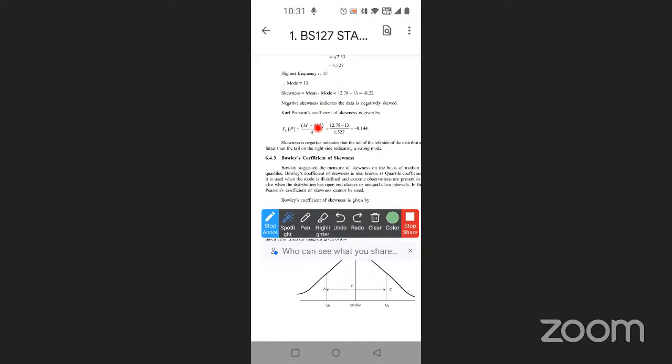One is skewness is equal to mean minus mode. Skewness is equal to mean minus median. Those two relate to skewness. The ones related to coefficient of skewness are mean minus mode by sigma, and 3 into mean minus median by sigma. These are the two coefficients of skewness. The above two are only skewness.